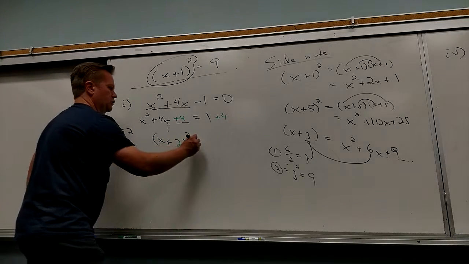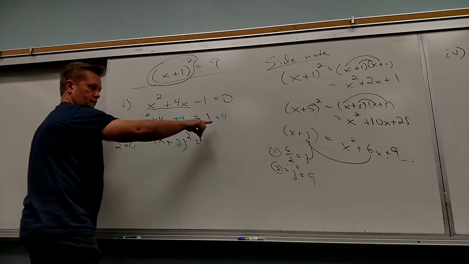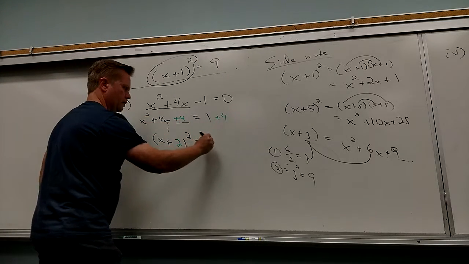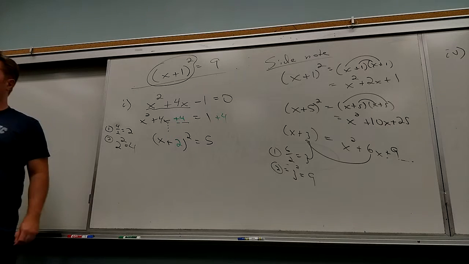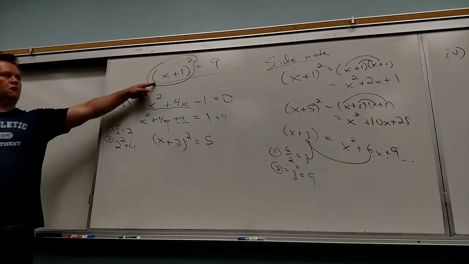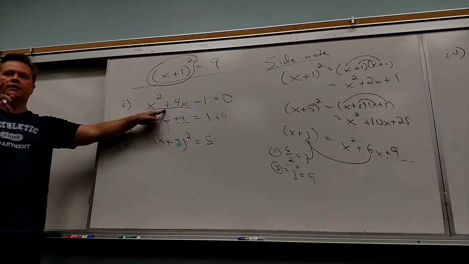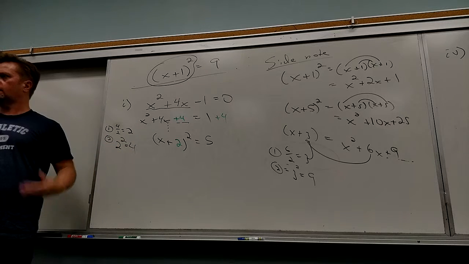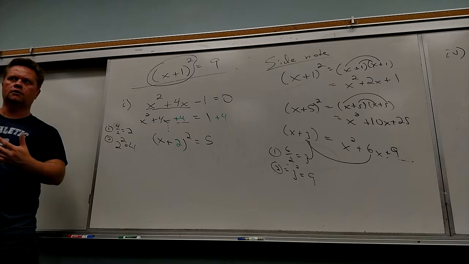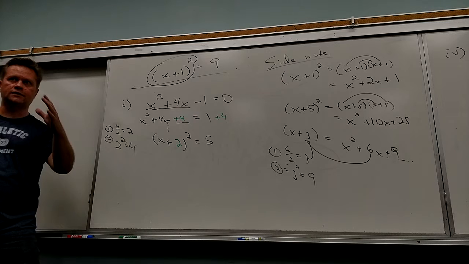So what I get is (x + 2)² = 5. And now I can solve it. It wasn't in that form that I know how to solve, so the first thing I did was put it in that form. And now I know how to solve it. Now that process is new to you.